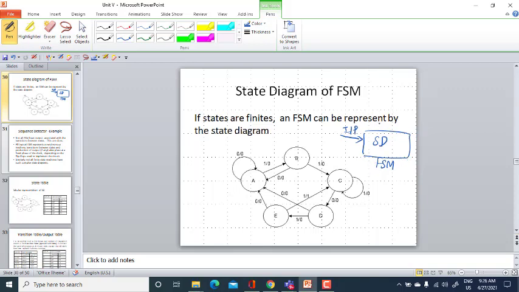It is a synchronous sequential circuit, and you have an input for the circuit, and you have an output for the circuit. Let me name the input as x.